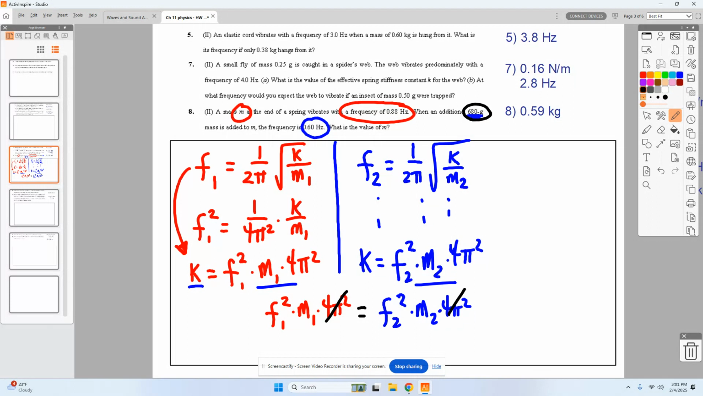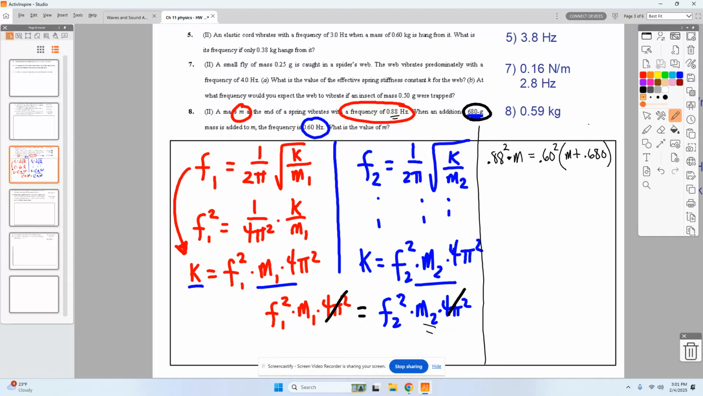I'm going to switch over to black just so it's easier to get through all of this without changing all the colors. I'm going to replace these with the numbers that are given up here. So F1 squared would be 0.88 squared multiplied by M. That's going to be equal to F2 squared. Well, F2 is 0.6. So 0.60 squared multiplied by, I'm going to replace M2 with M plus 0.68. At this point, I've gotten rid of everything except for M. There's some algebra involved to get to that value, but we can do that.